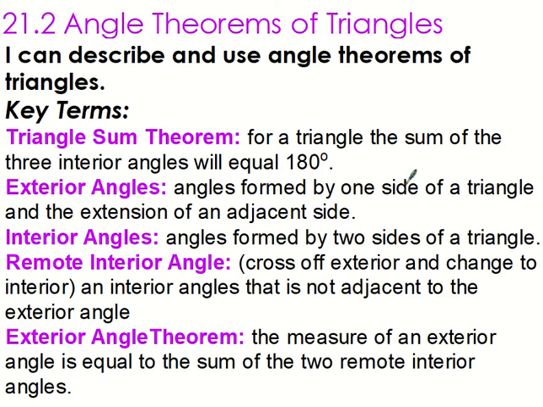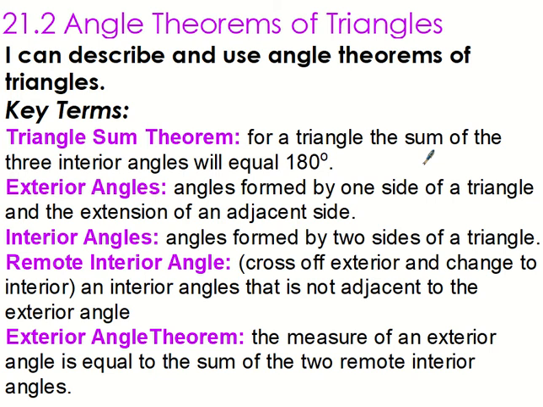For a triangle, the sum of the three interior angles will equal 180. So if you add the three angles inside a triangle, they will become 180 together. Okay, so then we also have exterior angles, angles that are formed by one side of a triangle and an extension of an adjacent side. So I'll show you what that looks like when we get there. Interior angles, those are angles formed by two sides of a triangle, or the inside ones.